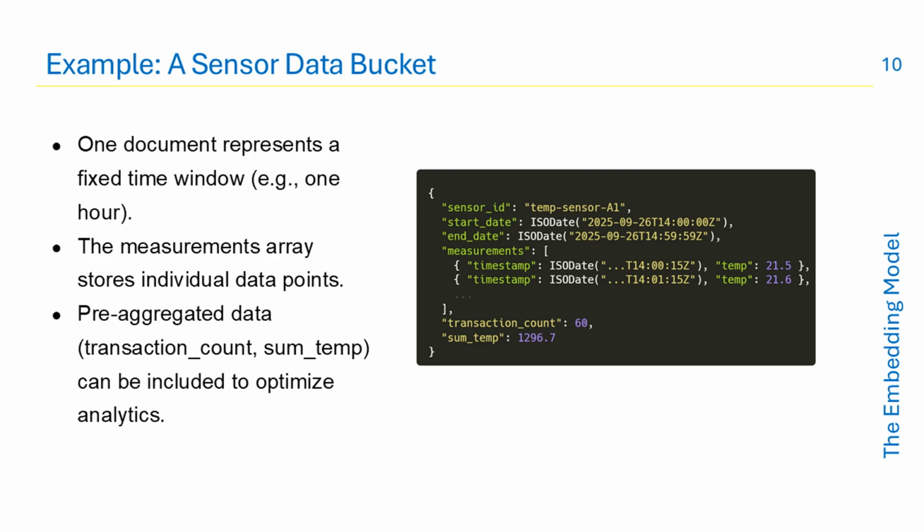But here's a very powerful feature of this pattern. We can pre-aggregate data directly within the bucket. See the transaction count and sum temp fields. By calculating these sums as data comes in, we make future analytical queries like finding the average temperature for the hour incredibly fast. The database doesn't need to scan all 60 individual measurements. It can just use the pre-calculated sum.